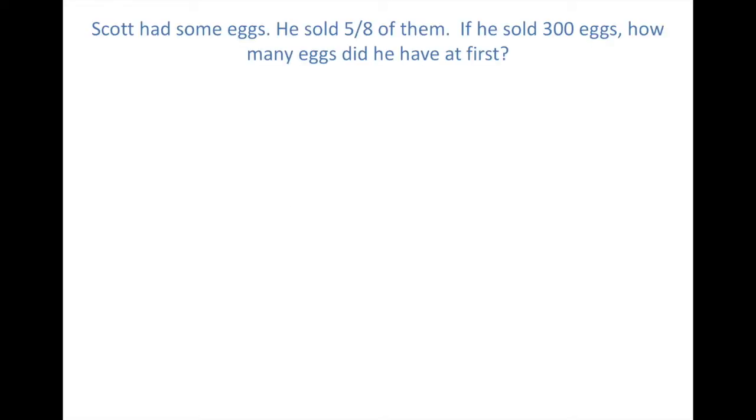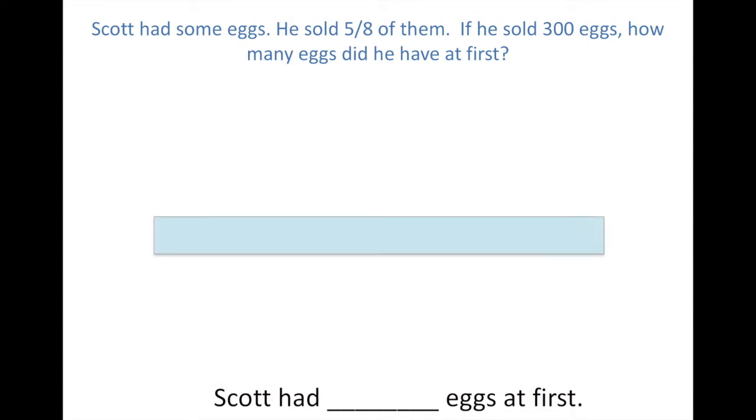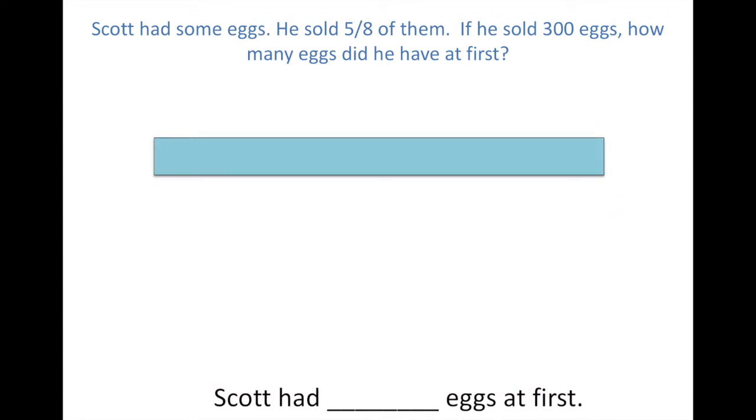Scott had some eggs. He sold 5/8 of them. If he sold 300 eggs, how many eggs did he have at first? I'm going to begin by writing my sentence on the bottom. Scott had blank eggs at first. And then I'm going to read the information in the word problem one line at a time, drawing my bar as I go. So I'm going to draw the full bar and read the first line.